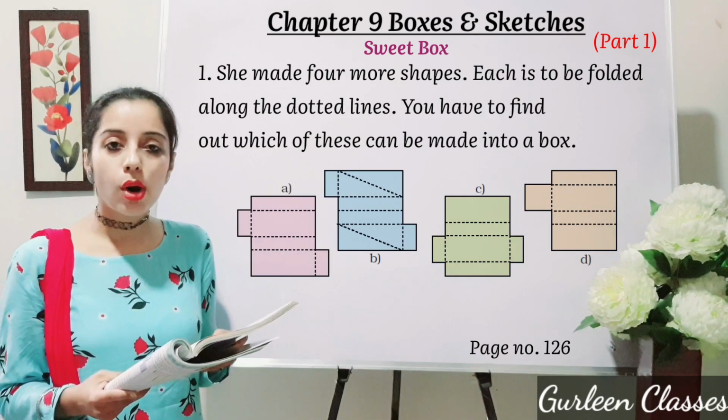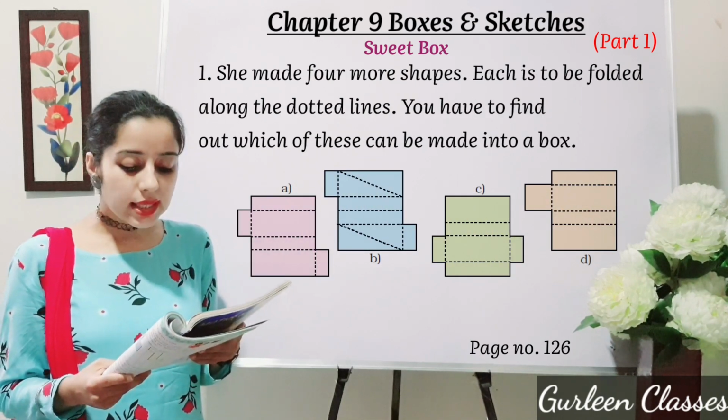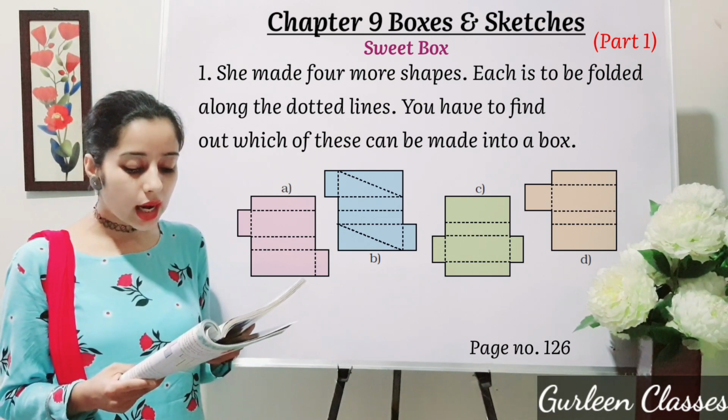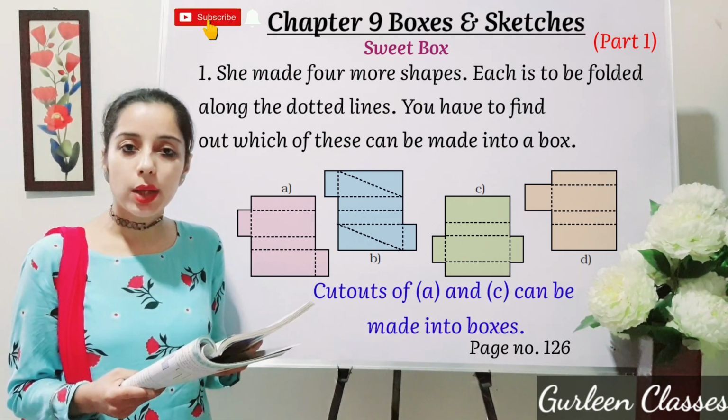She made 4 more shapes. Each is to be folded along the dotted lines. You have to find out which of these can be made into a box.